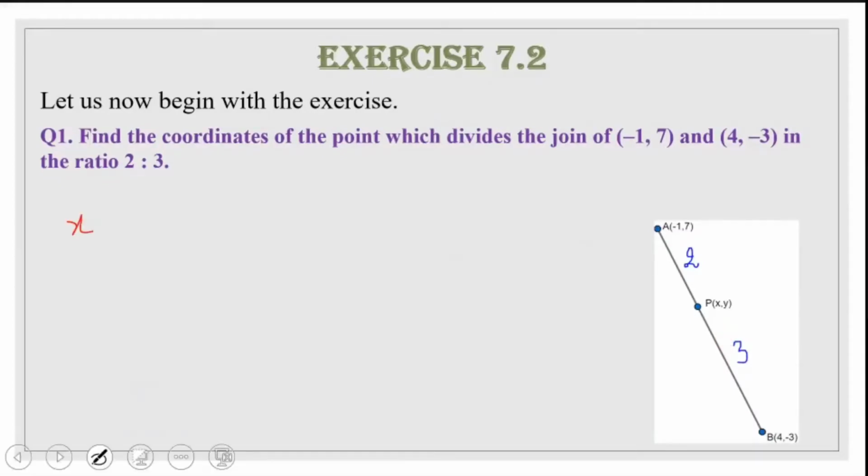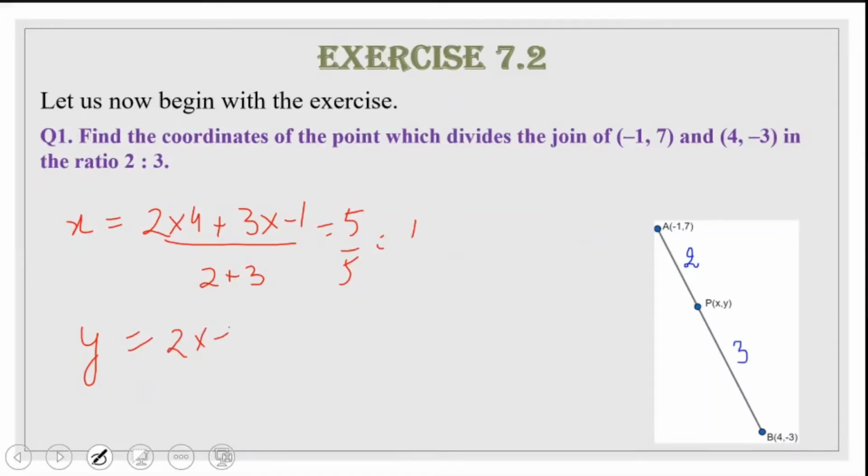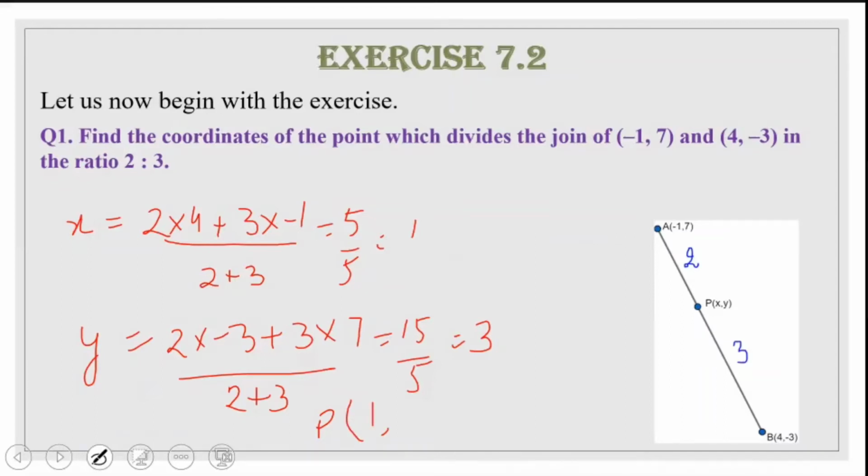x will be given by what? Just see here, 2 into 4 plus 3 into -1 upon 2 plus 3, which is equal to 8 minus 3 upon 5, which is equal to 5 upon 5, which is equal to 1. And the same way I can find out the value of y also. y will be given by m1 y2, that means 2 into -3 plus 3 into 7 upon 2 plus 3. So I get 21 minus 6 is 15 upon 5, which is equal to 3. So I get the point P will be given by (1, 3), and that is the answer.